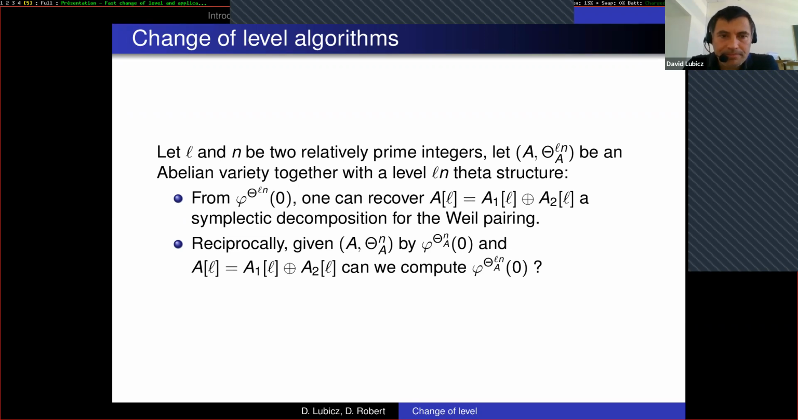Let L and n be two relatively prime integers, and suppose that we are given an abelian variety together with a level Ln theta structure. From the knowledge of its level Ln theta null point, it's easily seen that by using the action on this theta null point of the theta group, one can recover, and it's effective, the whole L-torsion of the abelian variety. And even more than that, we can recover a symplectic decomposition of this L-torsion for the Weil pairing.